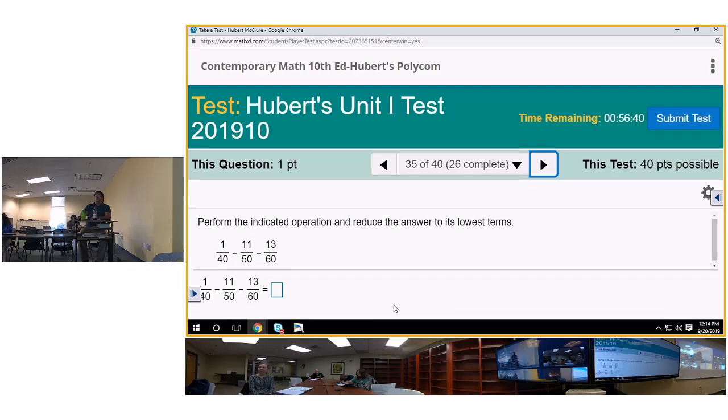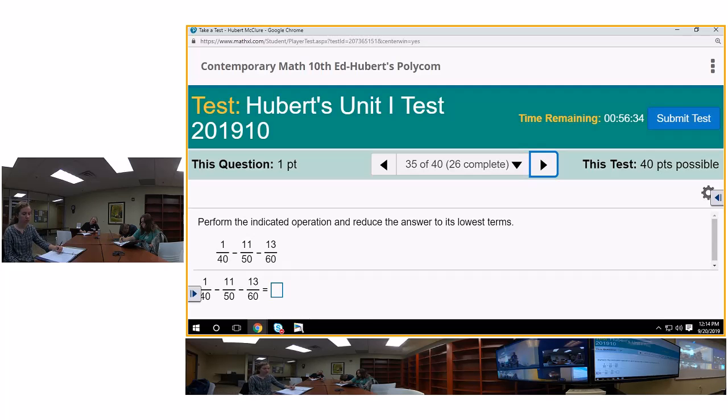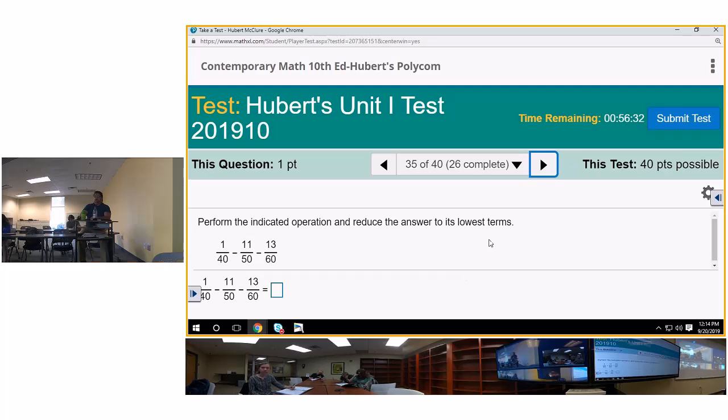Okay, write that one down. We did 2 or 3 of these in class. I'm trying to hurry. Fast as y'all can go. If you write it, please. And you've got the video. So 1 over 40 minus 11 over 50 minus 13 over 60.